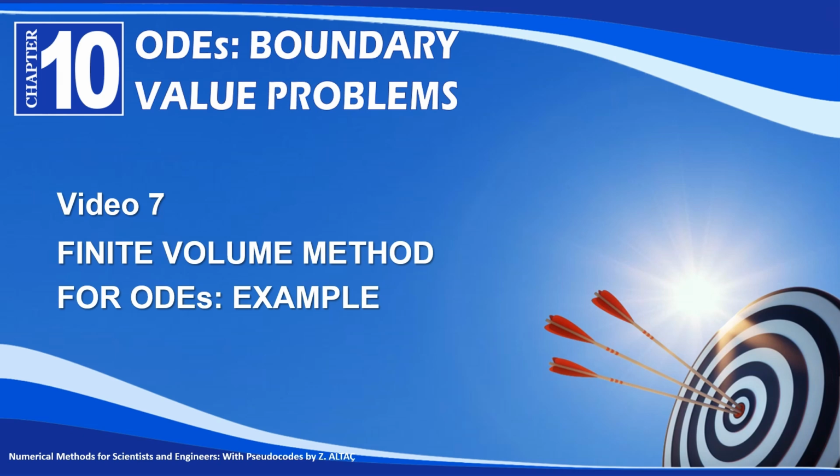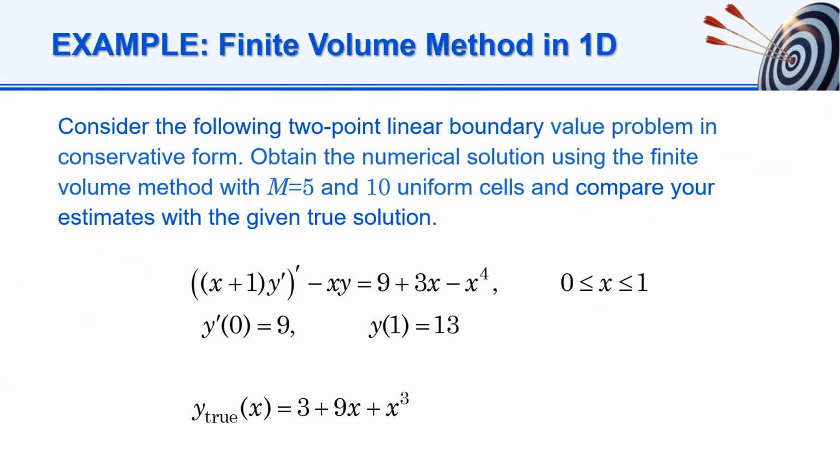Example. Let us consider the following two-point linear boundary value problem in conservative form. We will obtain the numerical solution using the finite volume method with m equals 5 and 10 uniform cells, and compare the estimates with the given true solution.